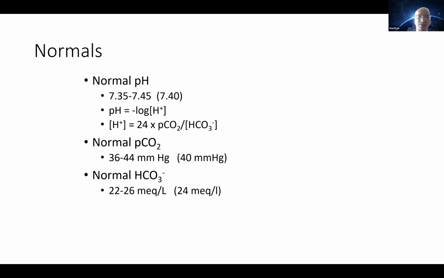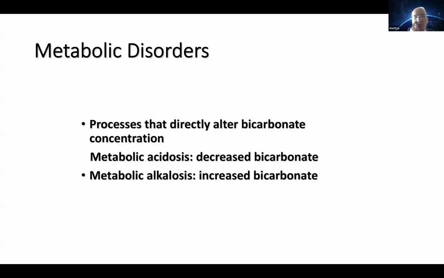Normal pH is 7.4. Normal PCO2 is 40 millimeters of mercury. Normal bicarbonate is 24 milliequivalents per liter. There is a range, but for all practical purposes, we are going to take these numbers as they are, the absolute numbers. So in a metabolic disorder, it's the bicarbonate that goes up and down.